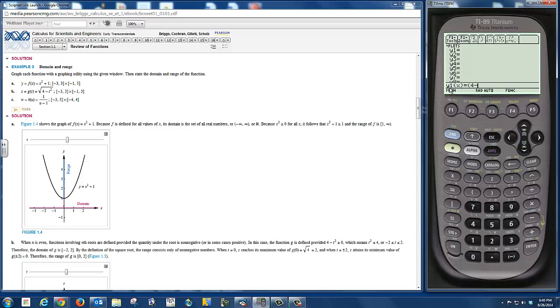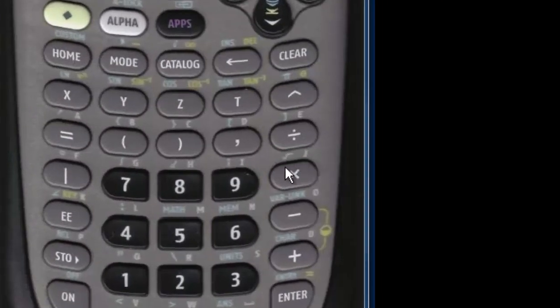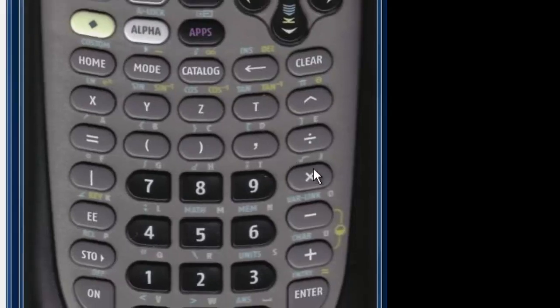Now you'll notice that the TI-89 only wants to graph with inputs being x. So instead of typing 4 minus t squared, we'll simply type 4 minus x squared. That won't affect the graph. Close the parentheses and raise that to the 1/2 power. Notice I have parentheses around the 1/2. And enter. You could have also used the square root button there, located above the x, or the multiplication symbol, I should say.